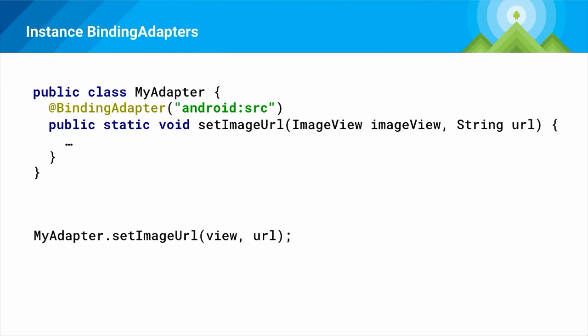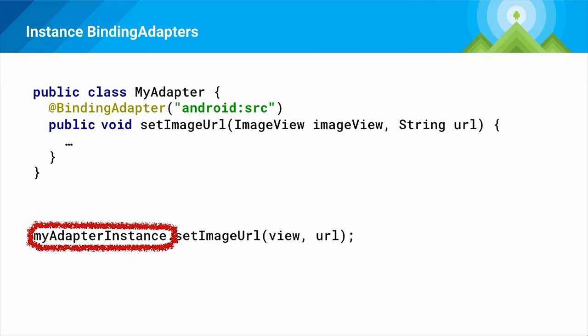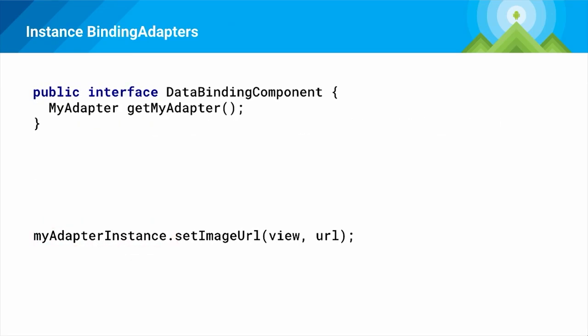How do you get the instance? So, we take out the static, what happens? Where does that instance come from? We have to have some kind of instance. So the binding framework is going to look and see, oh, this is an instance binding adapter. We need to generate this method on this data binding component class. And this method is going to be called get, whatever the name of your adapter class is.